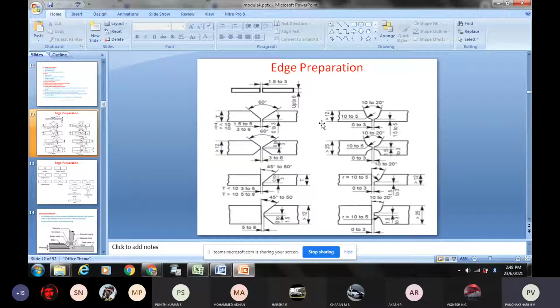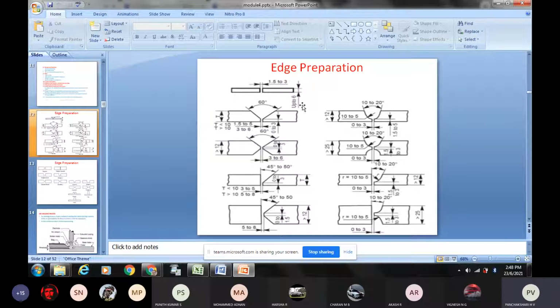Same like this. If thickness is less, one side. If thickness is more, then it has to be done on both sides. Same here also, a half U, then half U on both sides. Like that, we have to prepare the metal or joints before going for actual welding practice.